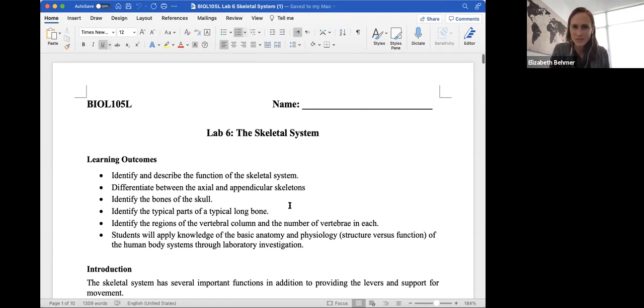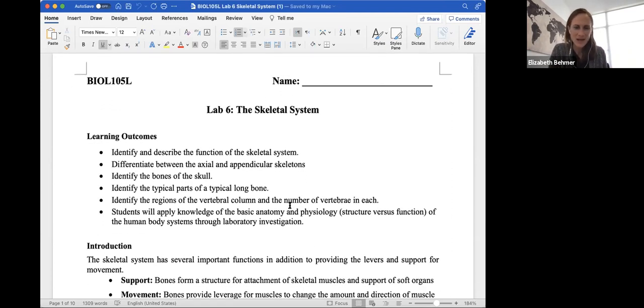The learning outcomes of this week's lab are to identify and describe the function of the skeletal system, differentiate between the axial and appendicular, look at the bones of the skull, a typical long bone's parts, identify the regions of the vertebral column, and then apply some knowledge of basic anatomy and physiology through some laboratory investigation. So this is what we'll be going over in this week's lab.